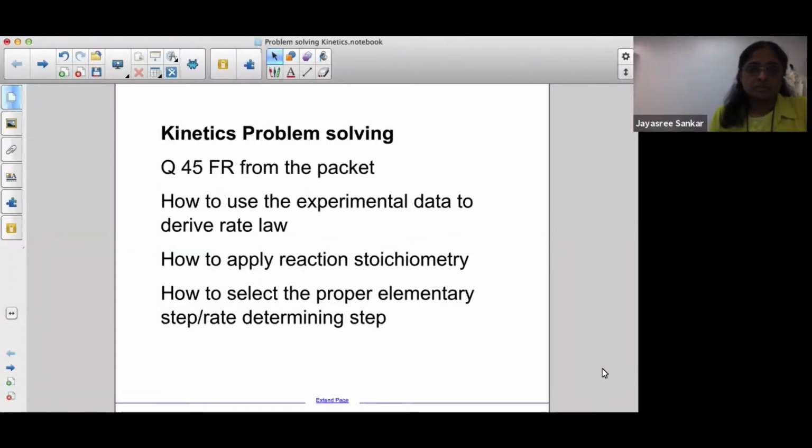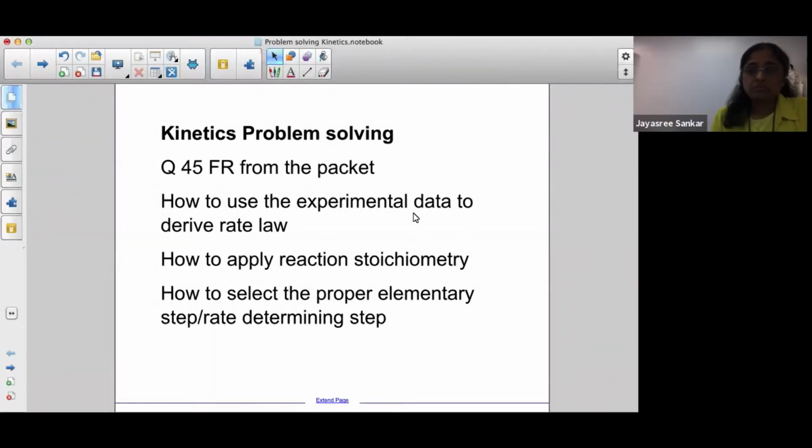Hello, in this particular segment, I'm going to go over one of the kinetics free response problems. This is actually question number 45 from the practice packet. It covers most of the components related to kinetics in different sections of that question. I might break it into a couple of segments because otherwise it will be too long. So let's start with the first part of it.